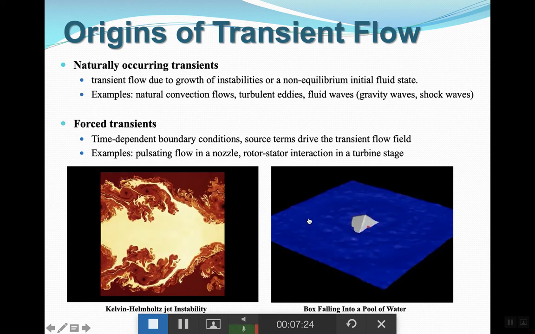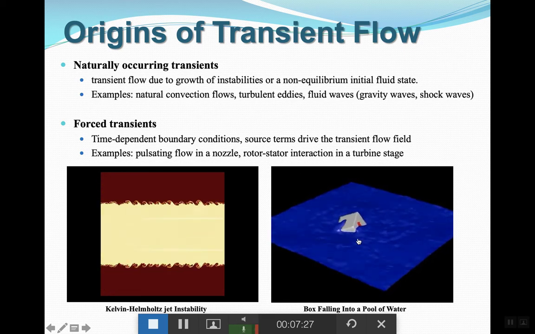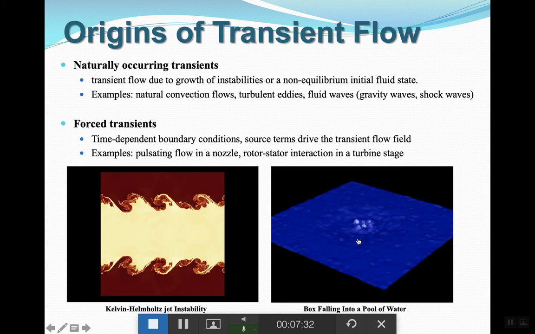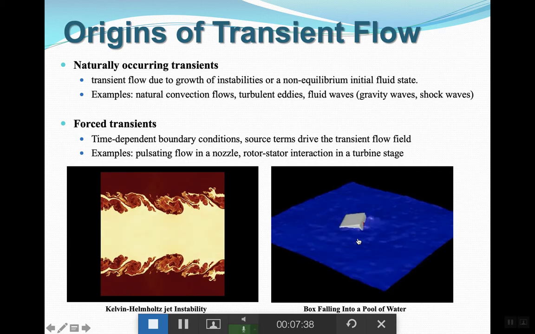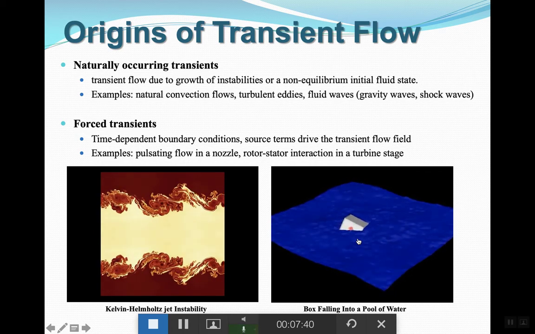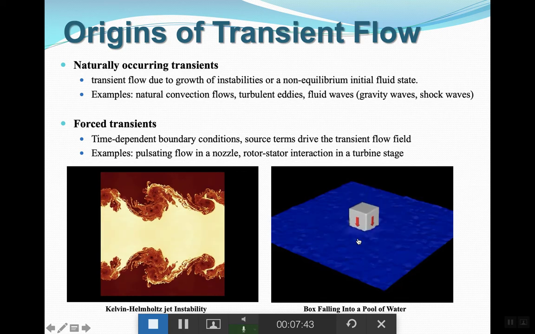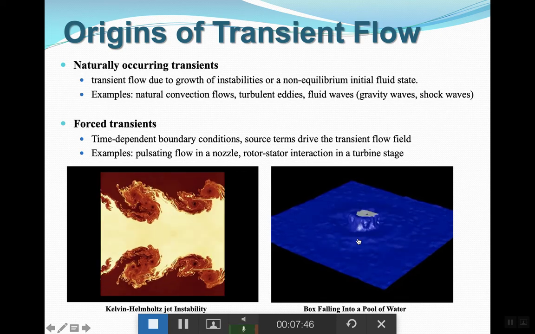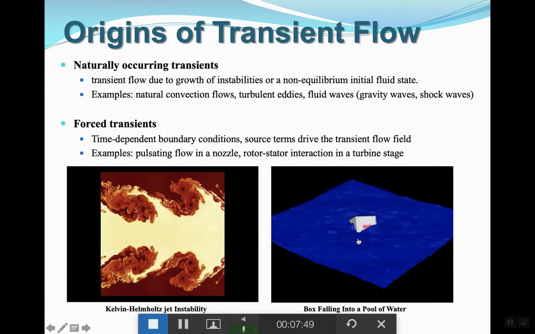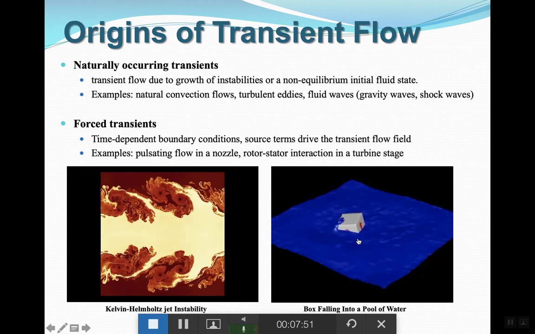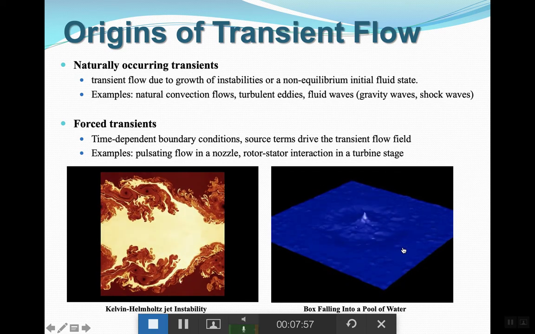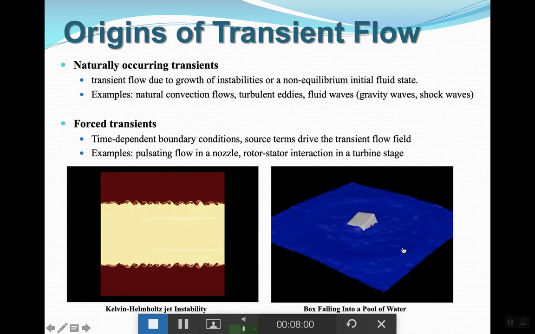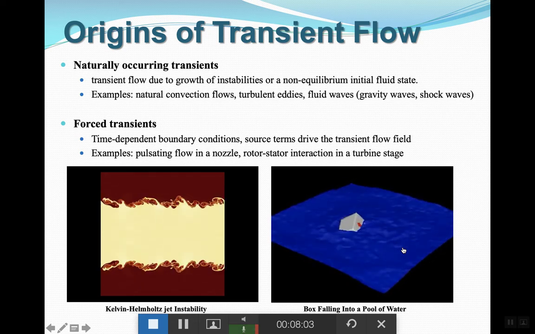time-dependent flow. On the right-hand side, we have an example of a box falling into a pool of water. This is some sort of forced transient. Why do we call this a forced transient? Simple, because there is an external force, namely gravity here, that causes the whole phenomenon. That's why it's called forced transient. As you can see from the movie, it just can't be simulated as steady, because you won't capture the flow in here.